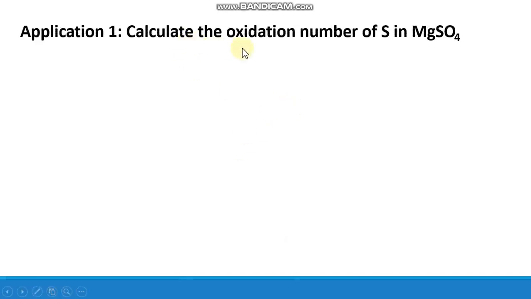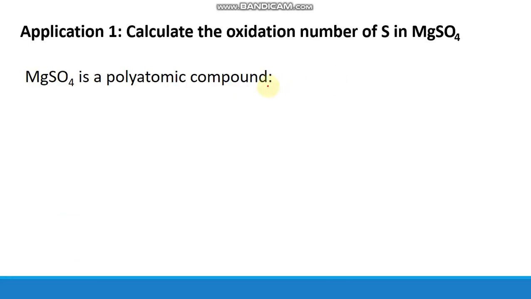The first application says calculate the oxidation number of S in magnesium sulfate, which is MgSO4. First of all, MgSO4 is a polyatomic compound, so the summation of the oxidation numbers of the atoms is equal to 0. Mg, when it's in a compound, its oxidation number is +2. S, we don't know it and we want to find it, so it's X. Oxygen, when it's found in a chemical compound other than H2O2, is -2.